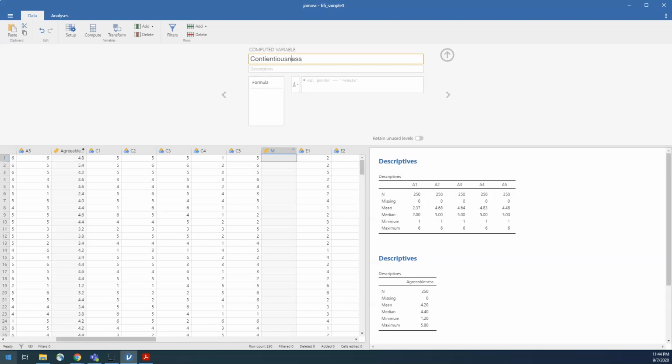Conscientiousness. I think I'm spelling this wrong. Conscientiousness. This conscientiousness variable is going to be, again, the average of C1 through C5, but if I don't know the syntax for how to compute a variable, they have pre-programmed functions in here.